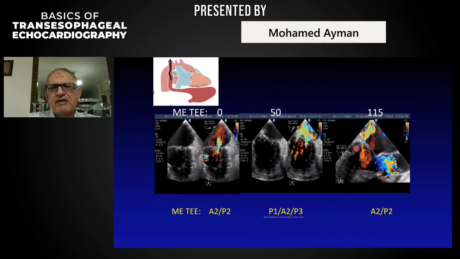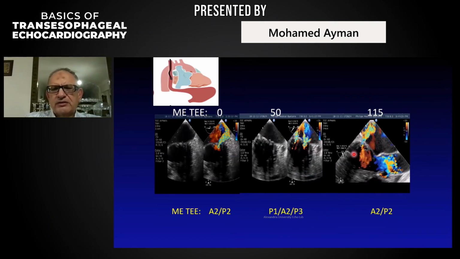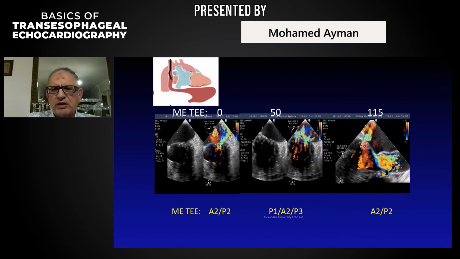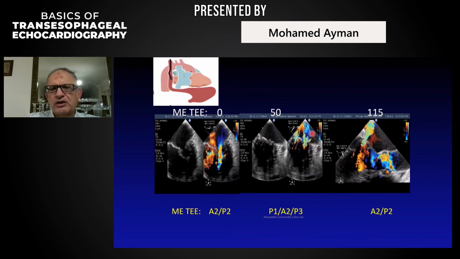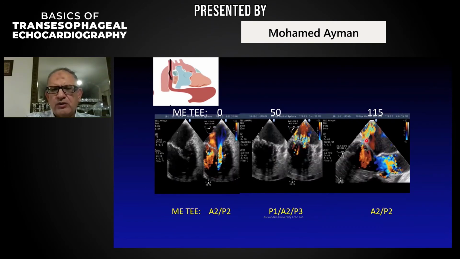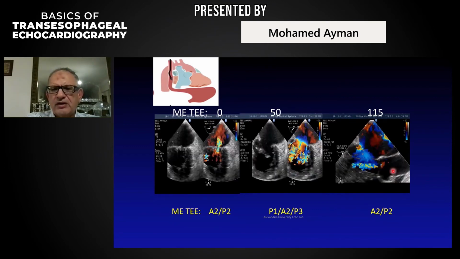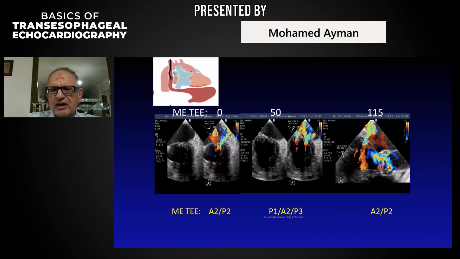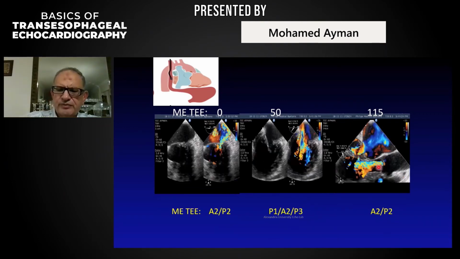So this patient is having actually at least 3 jets. We have a jet here between the 2 middle scallops, and we have another 2 commissural regurgitation jets. 1, 2, 3. And also we have here some mild aortic valve regurgitation coming from the aortic valve.